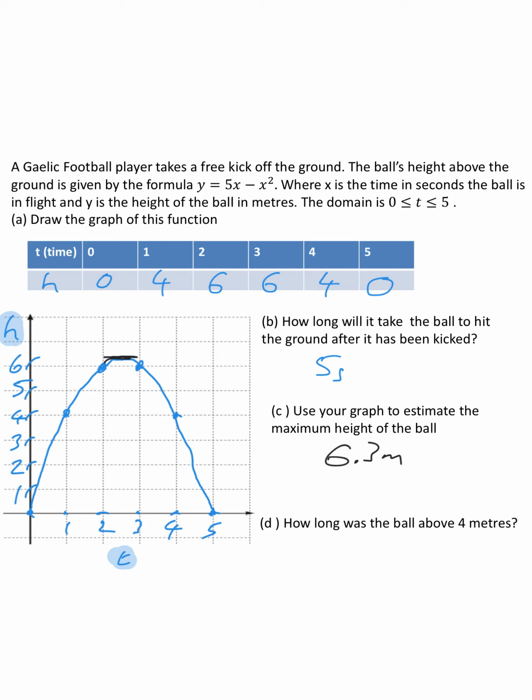Last part then, so how long was the ball above 4 meters? Okay, so I'm going to draw a line here at 4 meters. We hit the graph, let's go down. Okay, so we can see that the graph was above 4 meters here. So between 1 second and 4 seconds. So 4 minus 1, that'll be 3 seconds. And that's it.